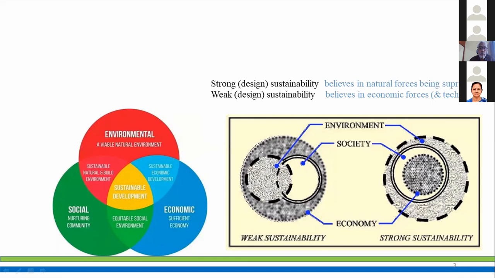Further, we can concentrate on weak sustainability as well as strong sustainability, where we can identify the environmental and societal aspects of a particular economic development. How the economy has been submerged in the environment and the society. In weak sustainability, we can observe the economy plays a major role, that is the financial aspect. Similarly, in strong sustainability, we can see the environmental part plays a major role.